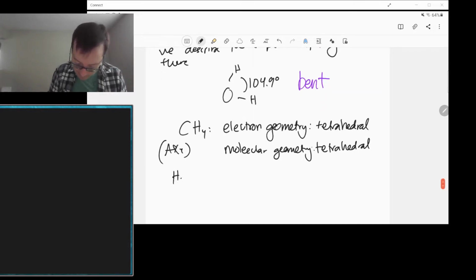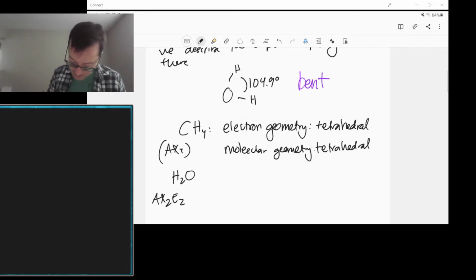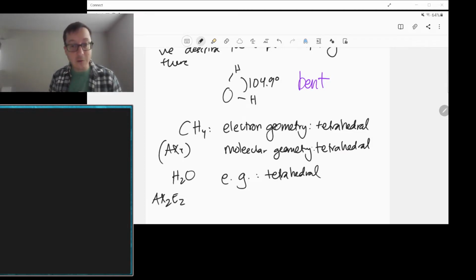For water, AX2E2, and we're going to see anything that has AX2E2 will be bent and will have bond angles of roughly 104.9. The electron geometry here is tetrahedral. Anything with a coordination number of 4 will have an electron geometry that's tetrahedral. And its molecular geometry is bent. So because there are lone pairs in the molecule on the central atom, its molecular geometry is different from the electron geometry.